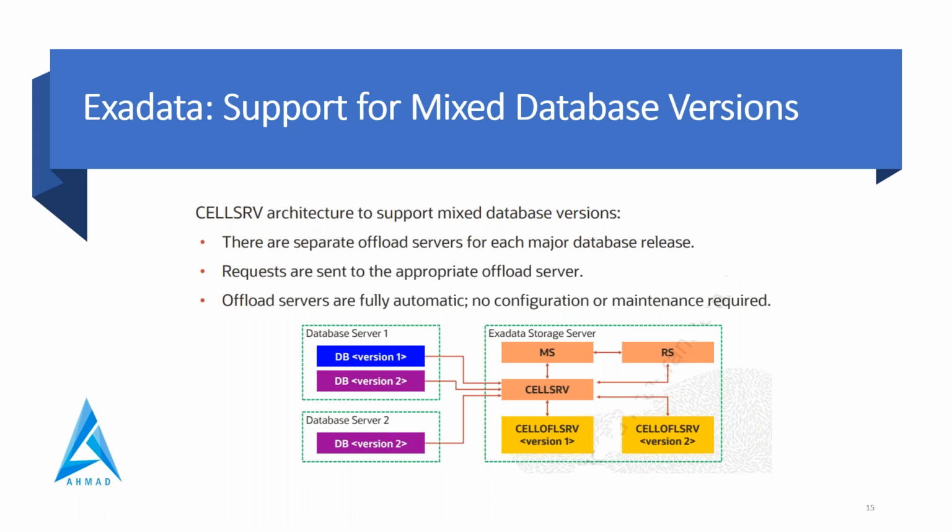The offload servers are automatically started and stopped in conjunction with cell SRV. So there is no additional configuration or maintenance procedure associated with them if you are using two database versions like 12c and 19c. Clear?